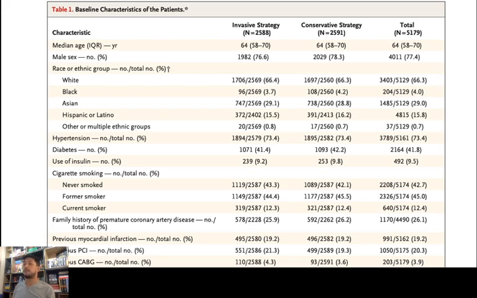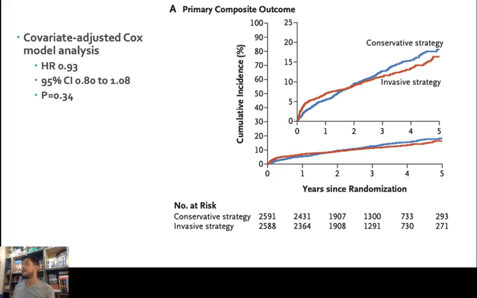Well, here we have table 1 with the baseline characteristics of the patients, and we can observe that the characteristics are pretty similar between groups. And here we have the primary composite endpoint. We have the Kaplan-Meier analysis. We can observe that the curves are pretty similar.